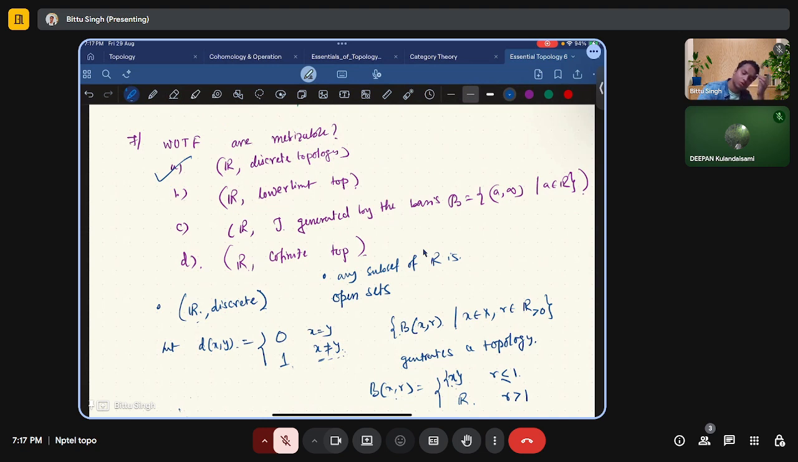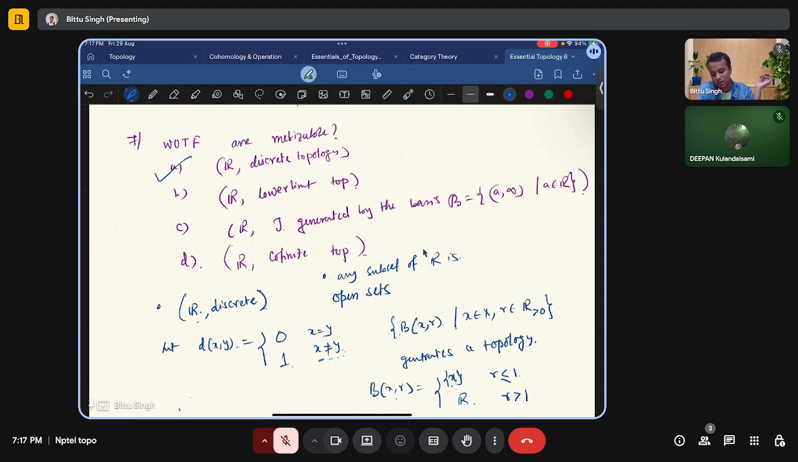So, lower limit topology, there is a problem, right? We have seen that lower limit topology is not second countable. Earlier we have seen R with lower limit topology, that is a non-example of second countable. But metrizable, we have also seen metrizable does not imply second countability.